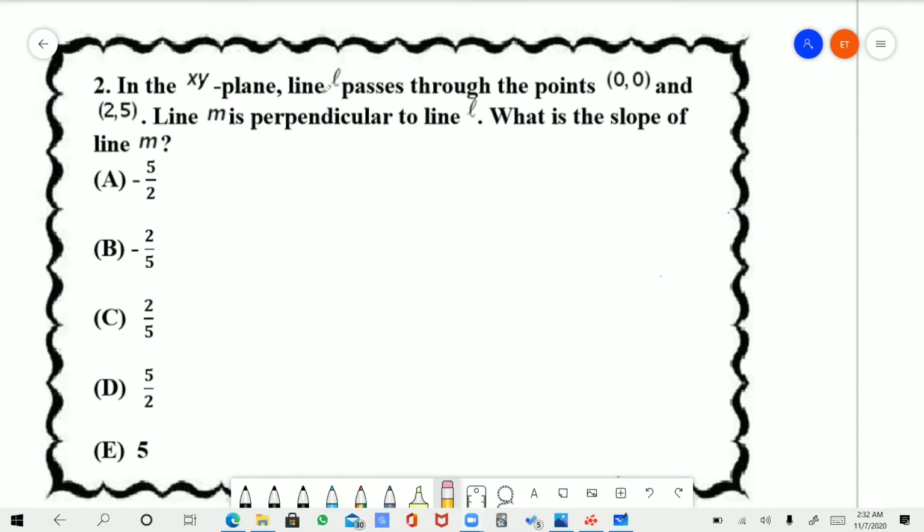Hello, guys. Let's solve problem number two. So problem number two, in an XY plane, and let's try to get that plane. So the XY plane will look like this: X, Y, and the X axis. So in an XY plane, this is the plane.